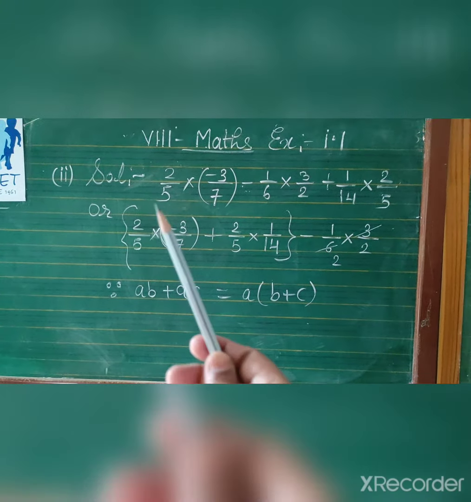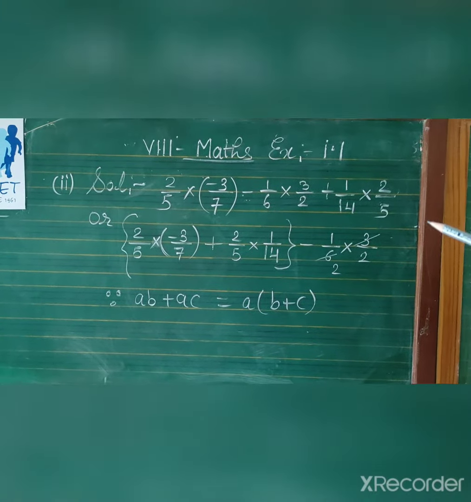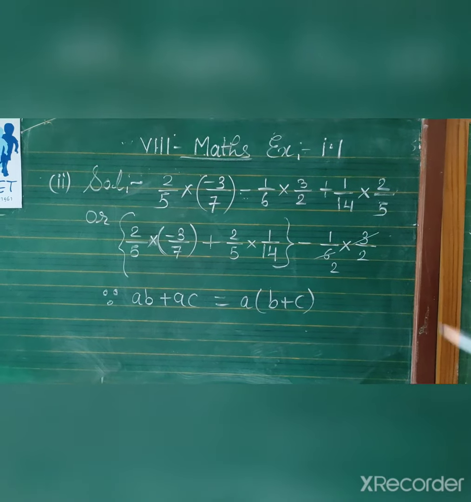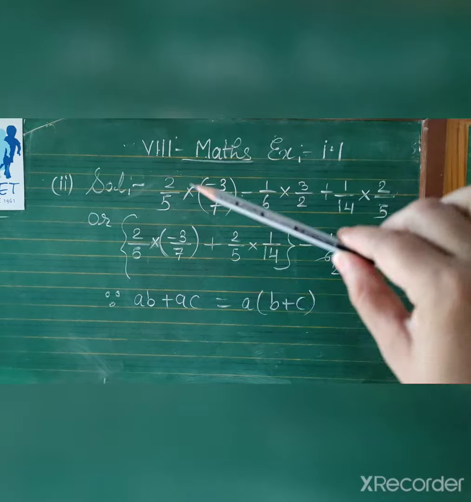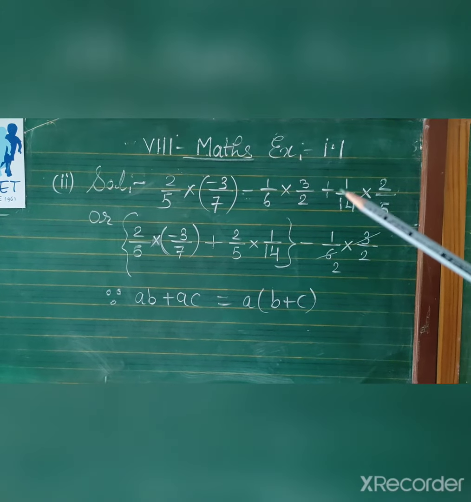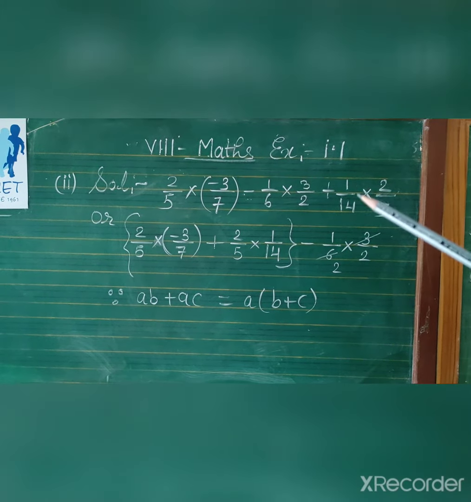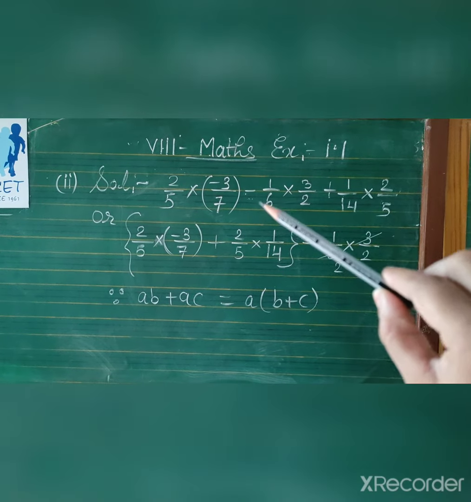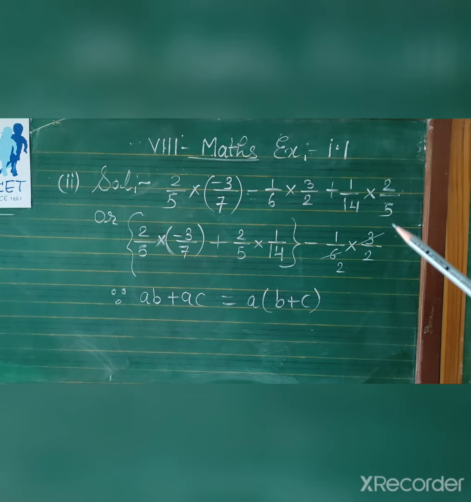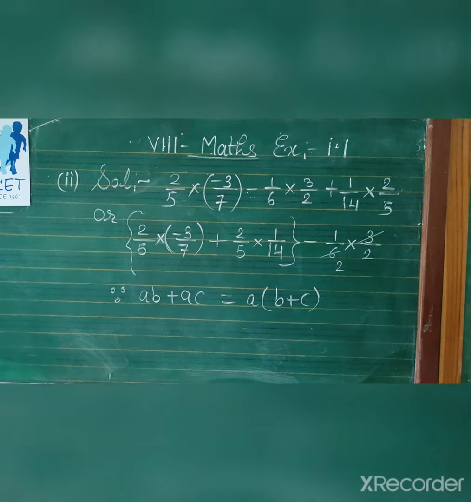So you can see in the first term and last term, 2 upon 5 is common. So we will arrange in this way: 2 upon 5 into minus 3 upon 7 plus 2 upon 5 into 1 upon 14. Out of the bracket, minus 1 upon 6 into 3 upon 2. 3 ones are 3, 3 twos are 6.